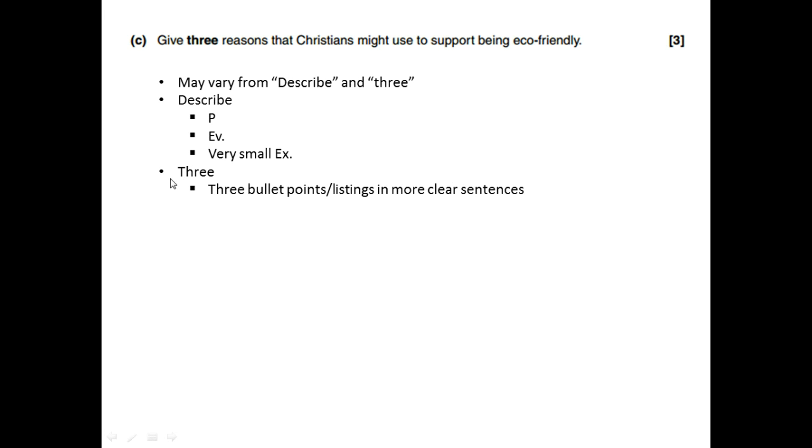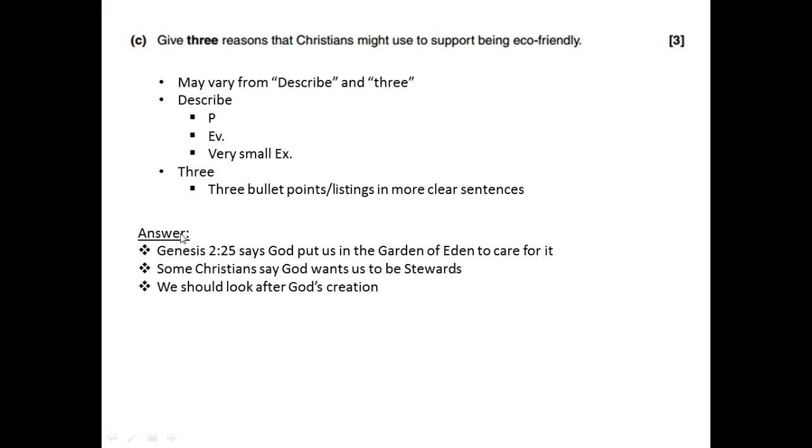And if the question is asking for 3 reasons or 3 examples like this one here, give 3 reasons that Christians might use to support being eco-friendly, then you can do again a 3 bullet point structure, but this time try and make the sentences a bit more clear. You may want to start off in a full sentence. So an example here might be: Genesis 2:25 says that God put us in the Garden of Eden to care for it. So that's one reason that Christians might use to support being eco-friendly.